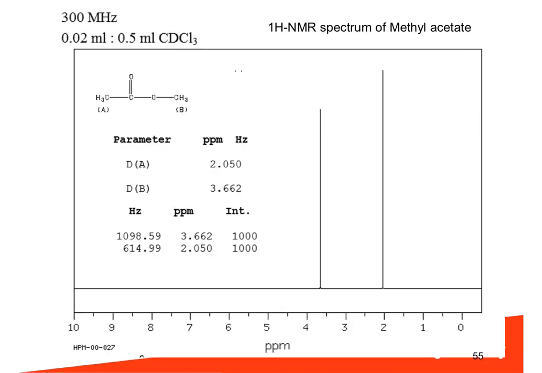So this is the proton NMR spectrum of methyl acetate, and as we have predicted earlier, we see 2 peaks. The peak at 2.05 corresponds to the CH3 group next to the carbonyl group, and the peak at 3.662 ppm corresponds to the CH3 group that's next to the oxygen atom.